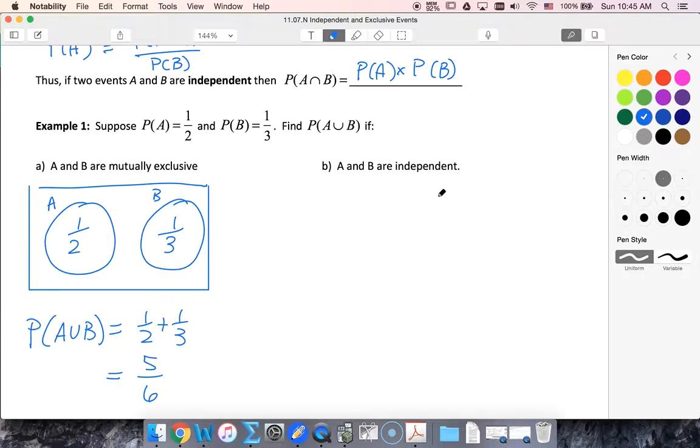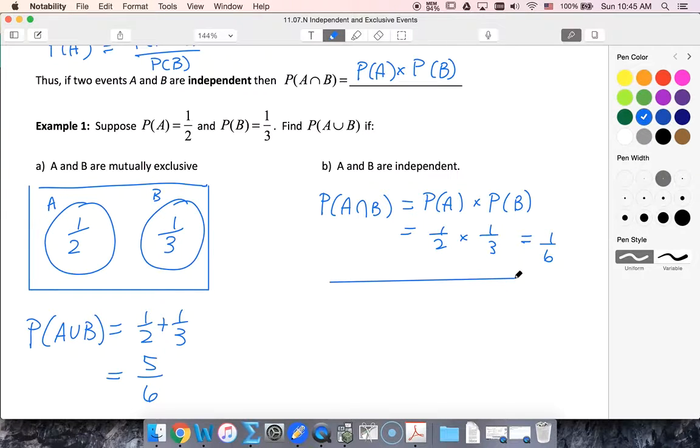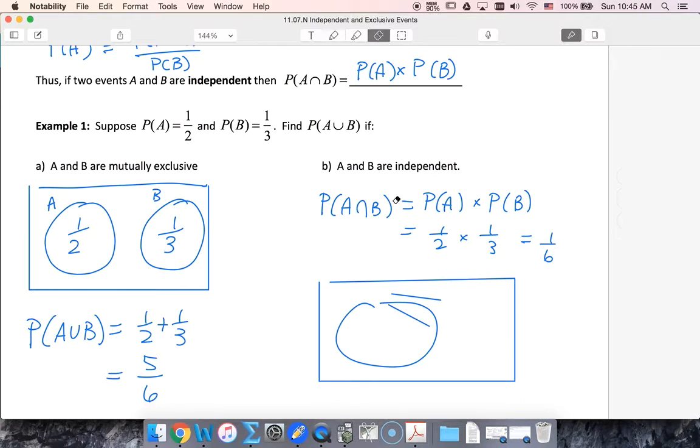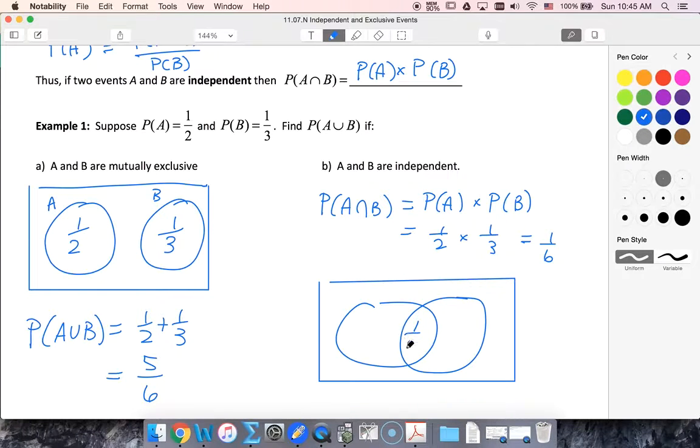But if they're independent, well, I know if they're independent, then the probability of A intersect B is going to be probability of A times probability of B, which is going to be 1/2 times 1/3, which is 1/6. So now if I fill in my Venn diagram, I do have intersection. So now my intersection is 1/6.